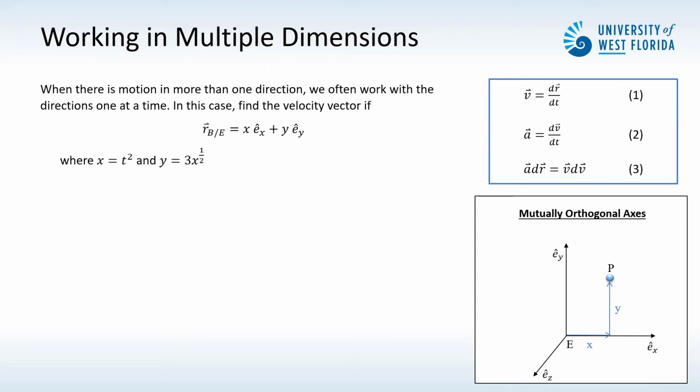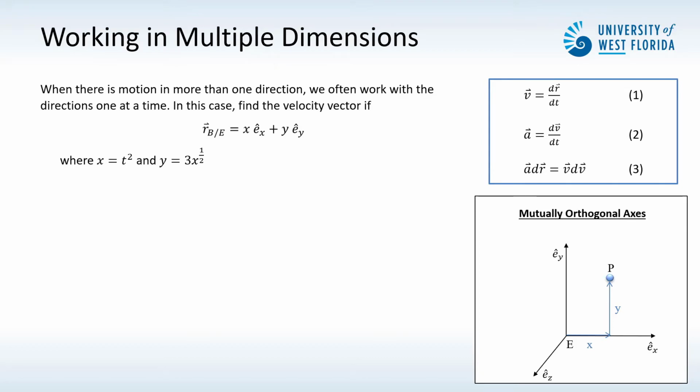We can do this because we define mutually orthogonal or perpendicular axes. The orthogonality ensures that the motion along each axis is independent of the motion in the other directions, and this allows us to work in each direction separately.